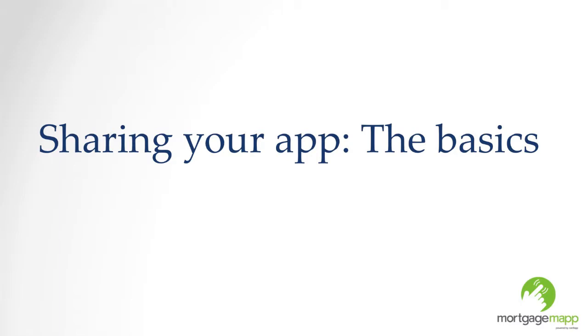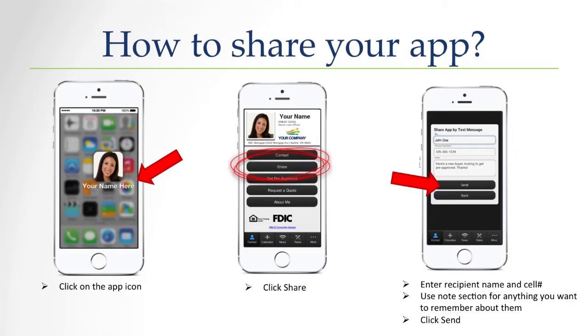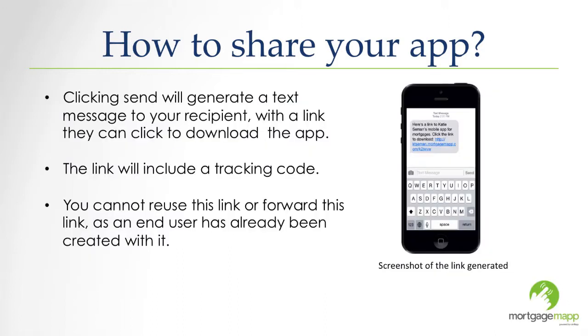You may be familiar with how the app is shared, but let's review it one more time. The best and easiest way to share the app is with the built-in share feature you find inside of it. All you have to do is click share, type in your intended recipient's name, their phone number, and any notes you want to keep for yourself. A lot of the time we see people accidentally use the notes section for information they think will get texted to the person they're sharing the app with, but that's not the case. You are the only person who will ever see the info typed into the notes section.